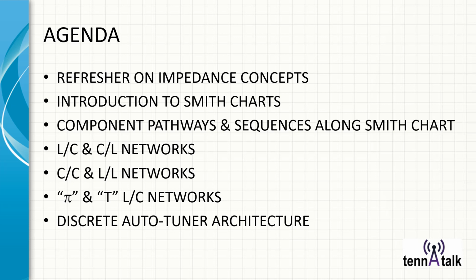The agenda for this podcast will first be a refresher on impedance concepts. And then we'll move into an introduction of Smith charts, and then component pathways and sequences along the Smith chart. And we'll see some examples using some LC and CL networks, meaning high pass or low pass filter type networks, and capacitor and inductor networks for special cases. And then we'll move to pi and T networks, and finally popular miniature auto tuner using discrete L and C components and combinations of those to achieve a match.